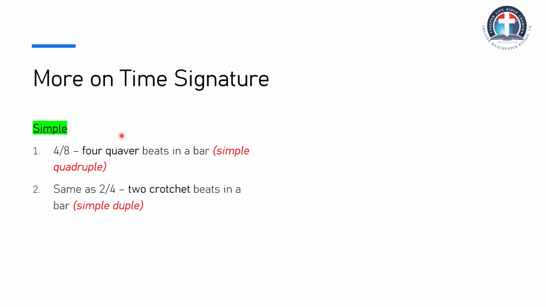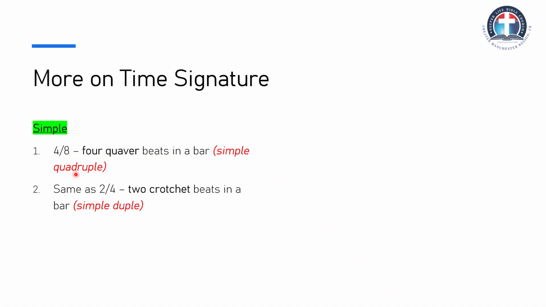But what I want to mention here is that 4/8 and 2/4 are basically the same. That's 2/4, where you have 2 crotchet beats in a bar, or simple double, because you can see that's 2, so it's a double and it's simple double. They're basically the same because if you have 2 crotchets and you break those 2 crotchets into quavers, it will turn to 4 quavers. So if you divide these 2 crotchets into quavers, you have 4. So they are the same.